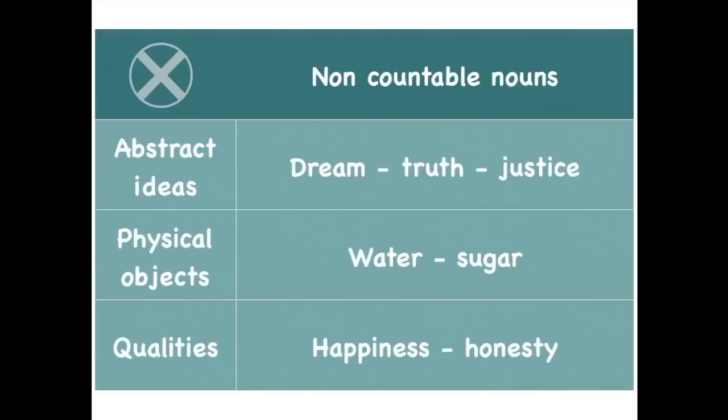Moving on, these are examples of the non-countable nouns. For example, abstract ideas, physical objects, and qualities. Abstract ideas are nouns that are abstract, that cannot be, how can I say it? It's not touchable, you can't smell it, you can't touch it, but it's there. So for example, dream, truth, and justice. Physical objects are objects that you can feel, touch and smell, but are non-countable. For example, water and sugar. Qualities, stuff like happiness, honesty, and love.